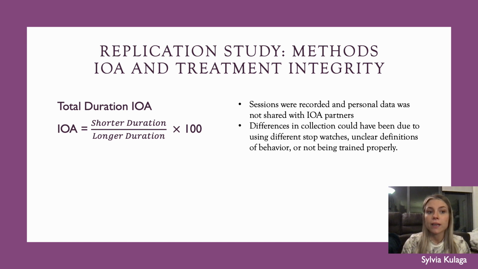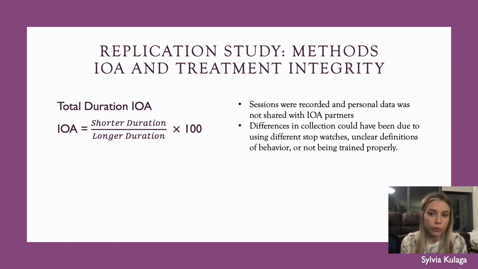In order to find IOA, we used total duration IOA because the duration of on-task behavior was collected during the experiment. We used at least 30% of intervention trials for the inter-observer agreement. What that meant was most of our participants had at least 3 IOA data points. The participants were to have someone watch their intervention recordings and collect the duration of on-task behavior as IOA.